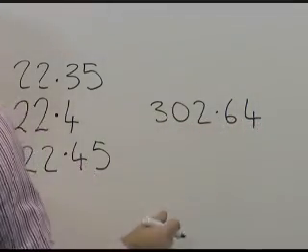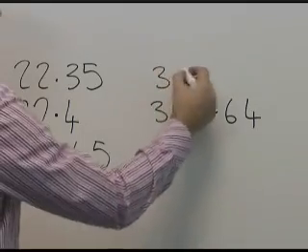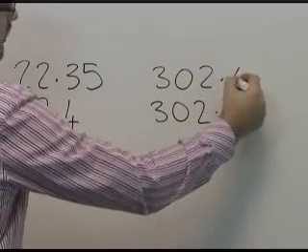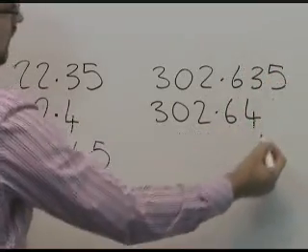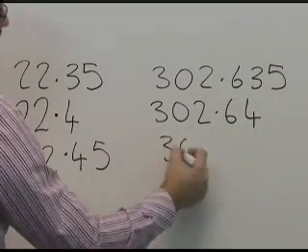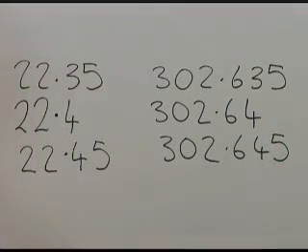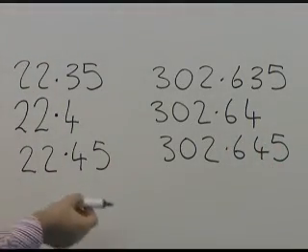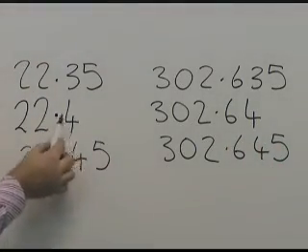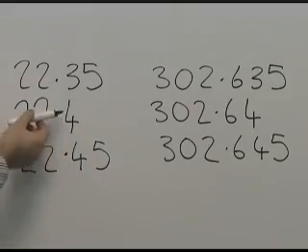Here we go. 302.64, that's rounded to 2 decimal places. So the smallest number is 302.635, and the largest number is 302.645. Hopefully you've started to see a pattern, which I've talked about before. Basically, you take away a half and add a half.